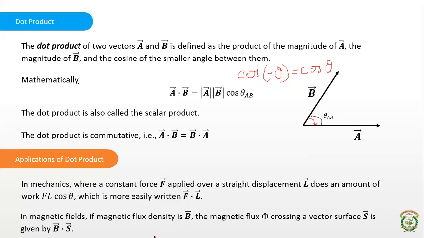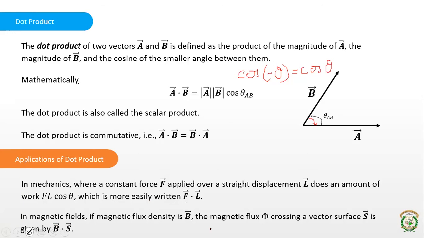Also, we come across this dot product in magnetic fields. If the magnetic flux density is given as the vector B, then the magnetic flux is crossing a vector surface S. Now we treat the surface as a vector. In this subject, we treat the surface areas as vectors which are directed outwards. So the magnetic flux is given by the dot product between the flux density and the surface area.